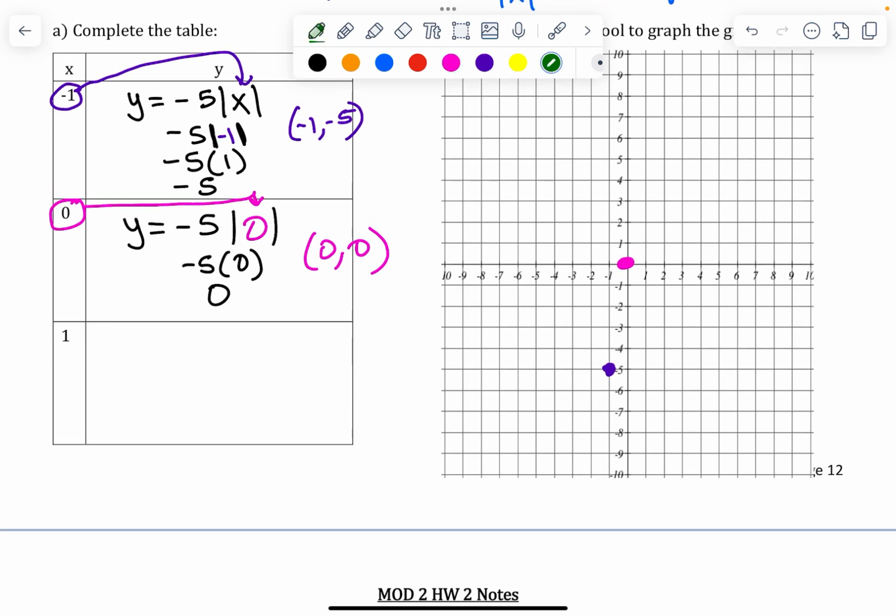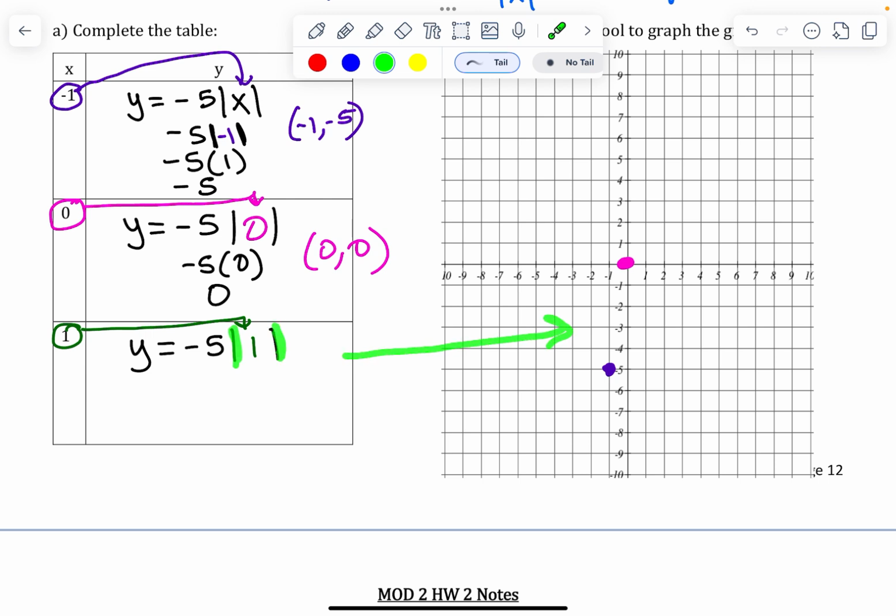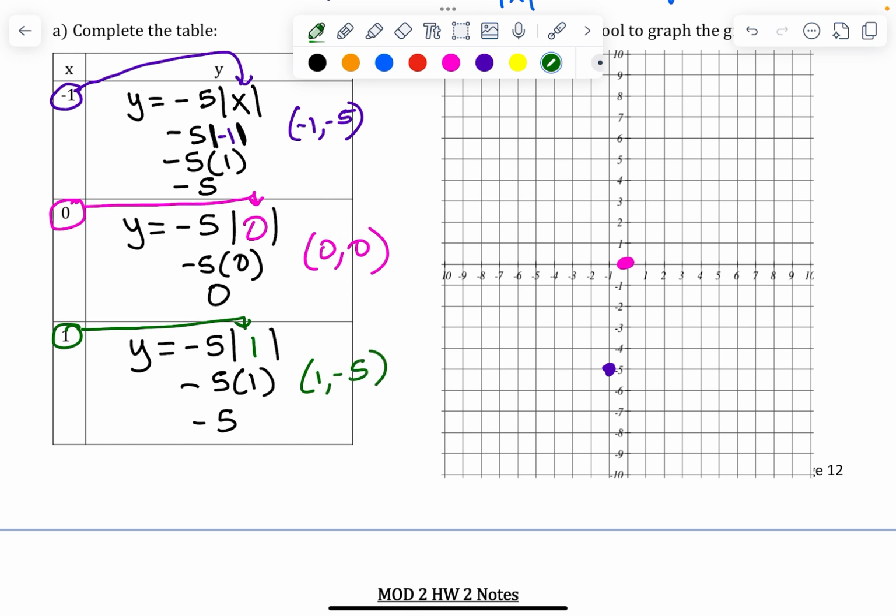And then our third point, we get y equals -5 times the absolute value of x, and this time x is 1. The absolute value of 1 is just going to be 1 because 1 is 1 space away from 0. So we end up with -5 times 1, which is -5. So we get the point (1, -5). That means we're going to go over to 1 and down 1, 2, 3, 4, 5.